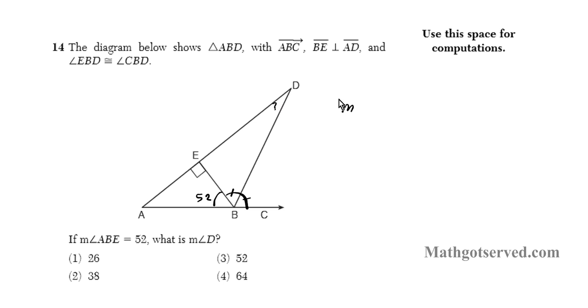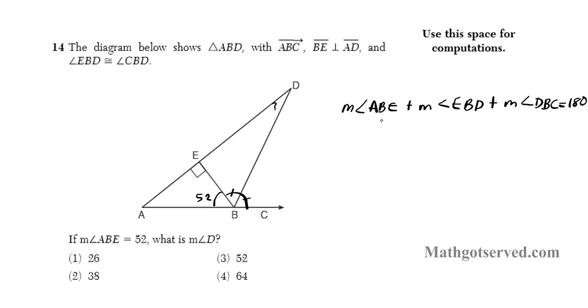Let me just write down those symbols first. Measure of angle ABE plus measure of angle EBD plus measure of angle DBC equals 180. Okay, the linear pair postulate says that the sum of angles on a straight line is 180 degrees.